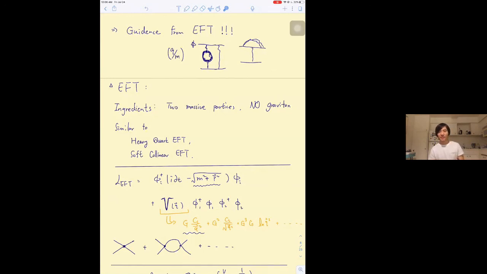Just a curiosity, is there an EFT for the quasi-normal modes? I don't know. Okay, all right, thanks. Just wondering.